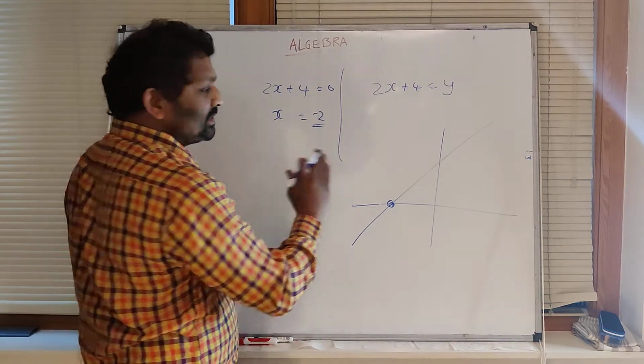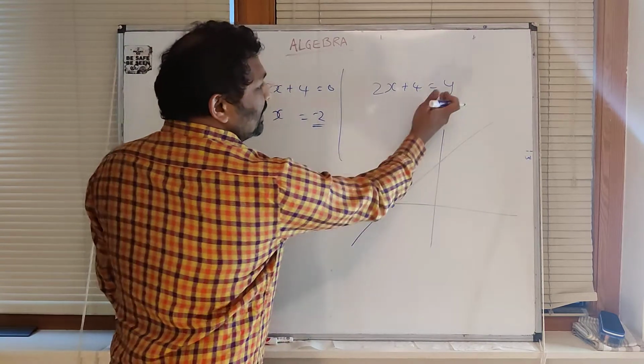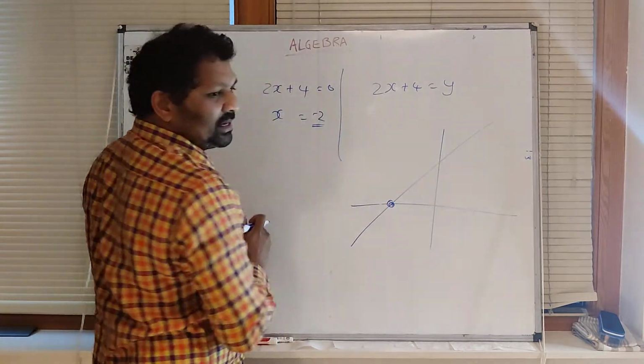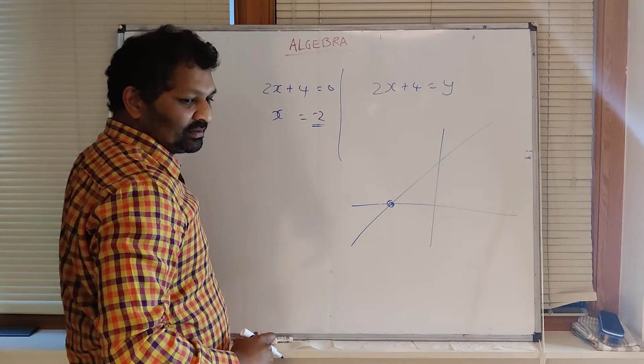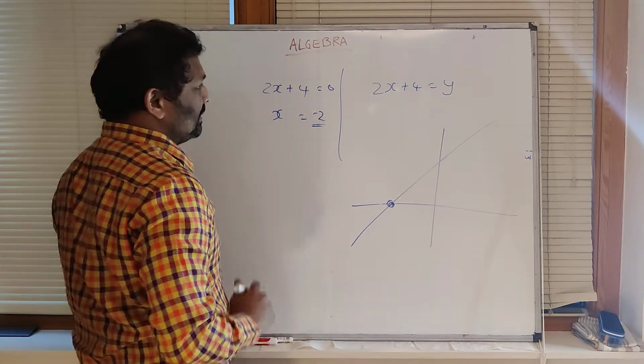Listen carefully. On the x-axis, the value of y is 0. That is why we equated y to 0. In this case, we got the root. That is that root.